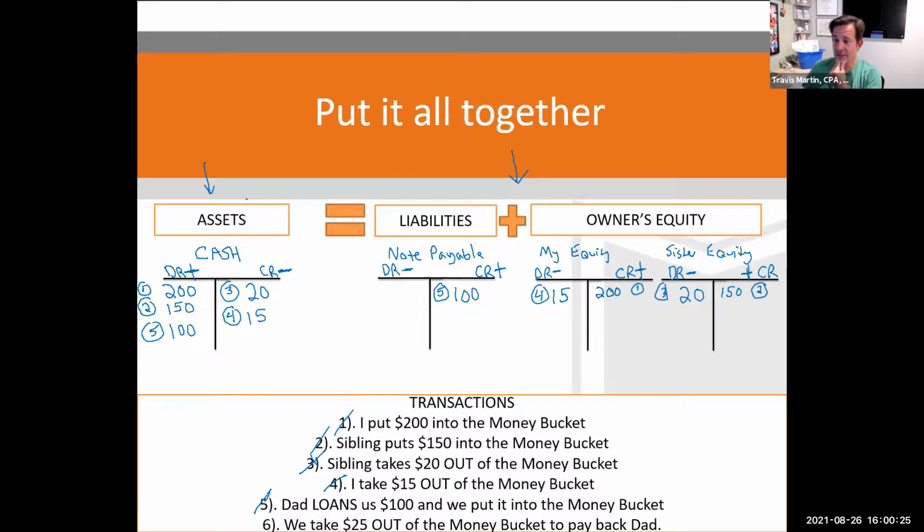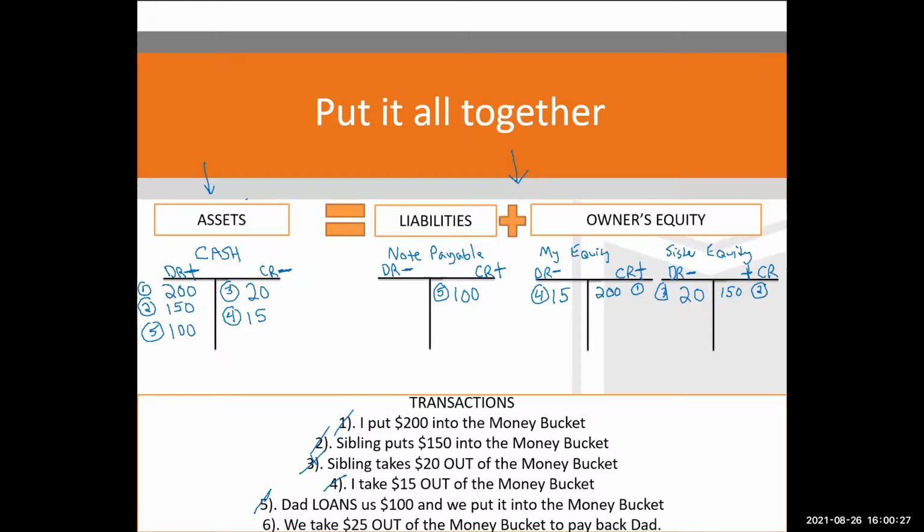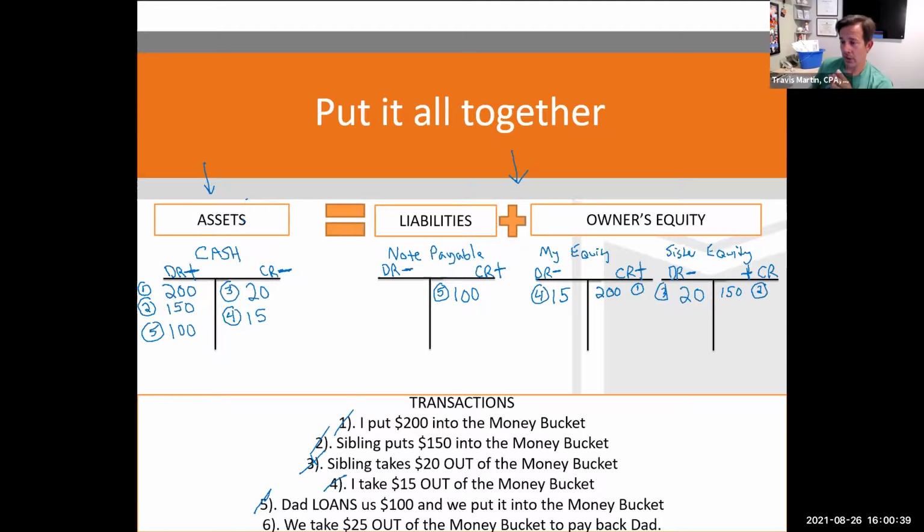Hunter, go ahead. All right, so I may have missed this part, but why is the debit positive on the asset side and negative on the liabilities and the owner's equity? Okay. I definitely missed it, but I want to know why. That's perfect. I want you all to ask questions like that as we go along because it's important we understand.